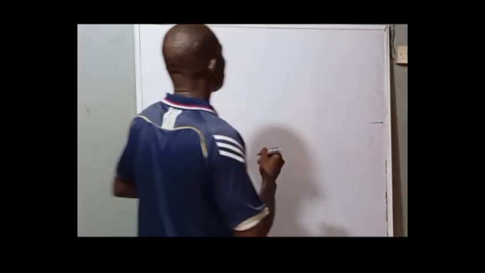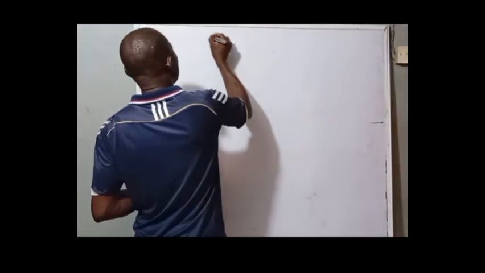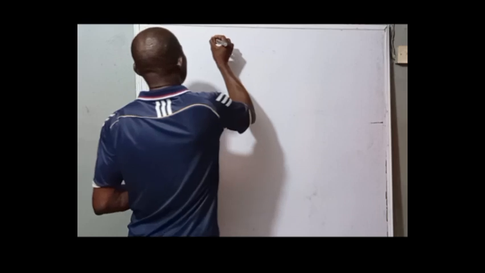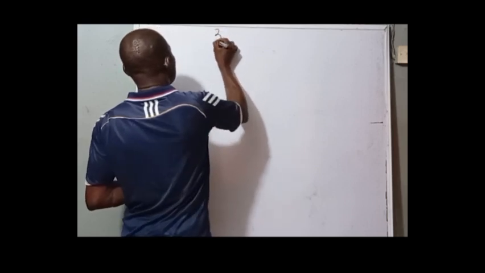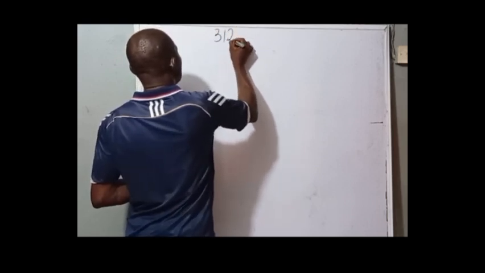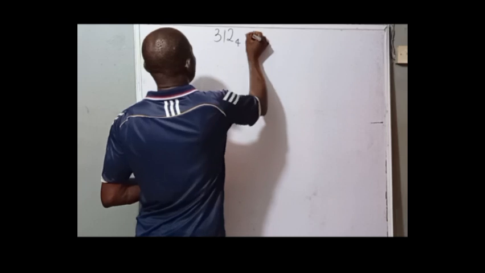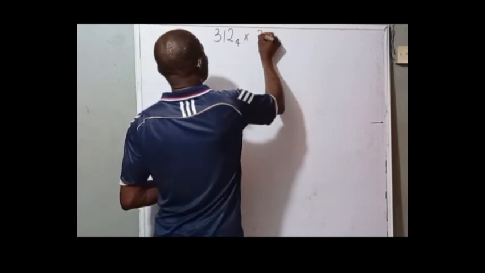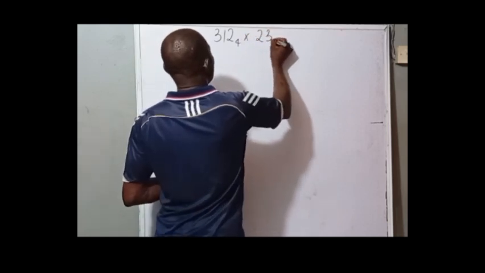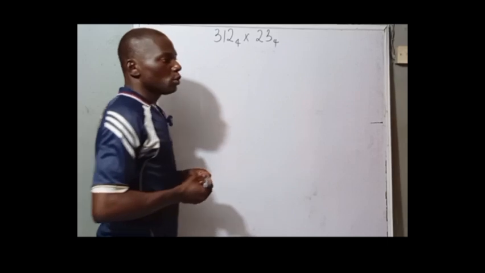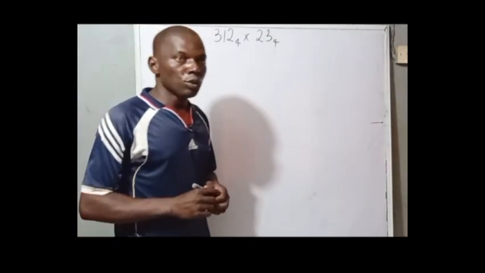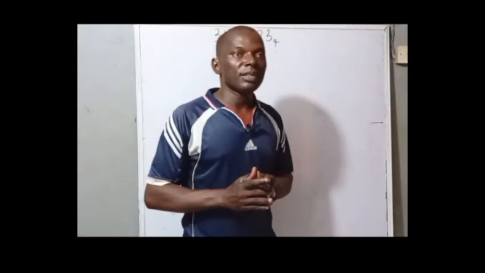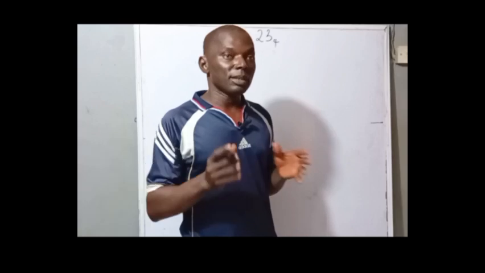In this class, we'll be looking at how to carry out multiplication in number base. Let's take a look at these questions. Imagine we have this: find the product of 312 base 4 times 23 base 4. We'll look at how to do it bit by bit and also to avoid mistakes.